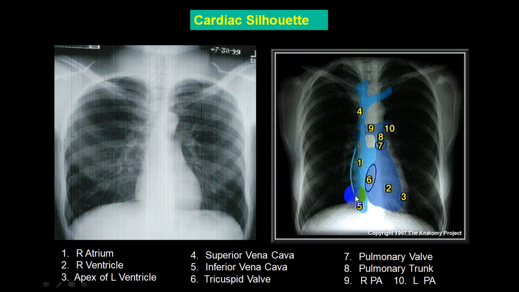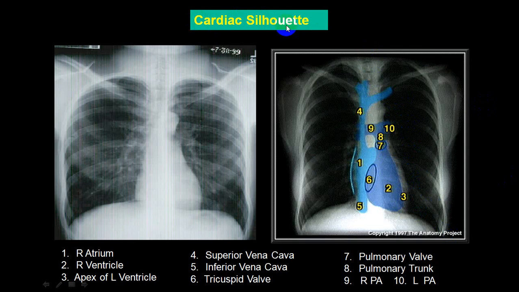So this 1 is the right atrium, this 5 is the inferior vena cava, this 4 is the superior vena cava, this 6 is the tricuspid valve, then 7 is the pulmonary valve, 8 is the pulmonary artery, this is the right pulmonary artery, 10 is the left pulmonary artery. This is the left border, 3 is the left border which is formed by the left ventricle, and this is a part of the left atrium, etc.